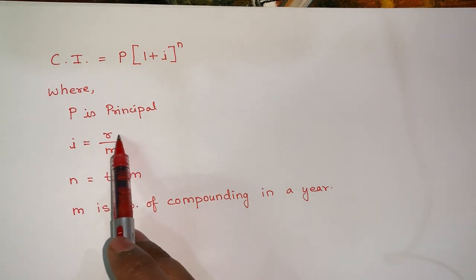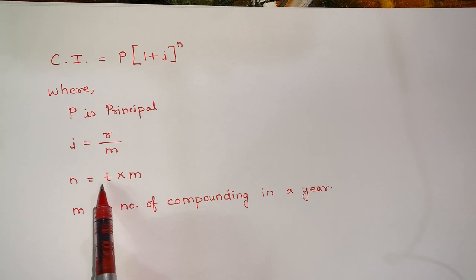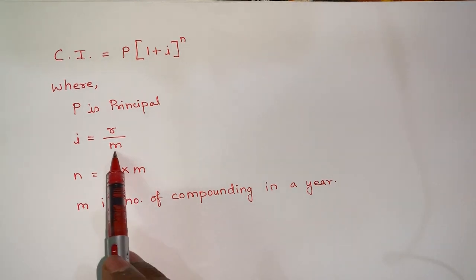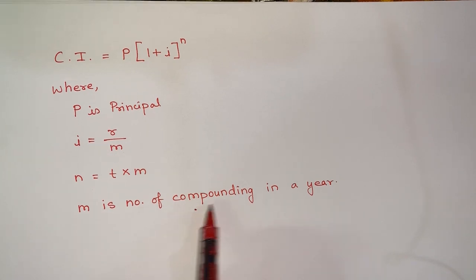So I equals R by M, and n equals T multiplied by M. We know what R is. R is the rate of interest, the annual rate of interest. T is the time period. And what is M? M is the number of compounding periods in a year.